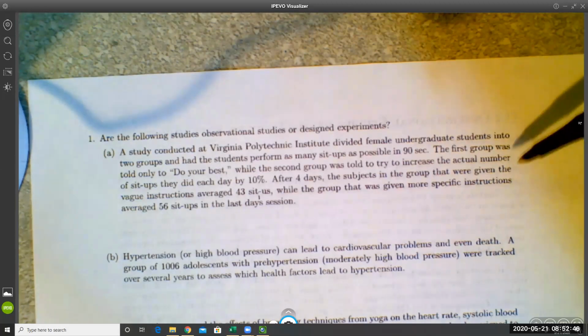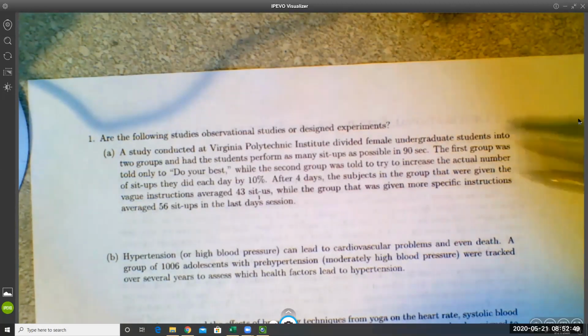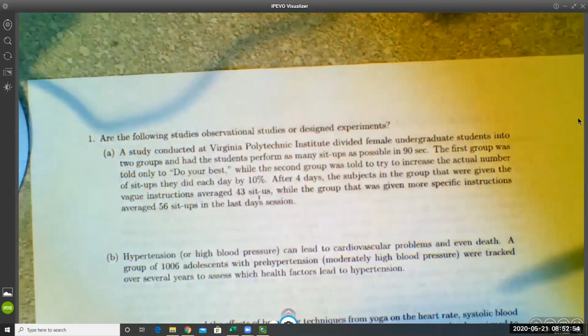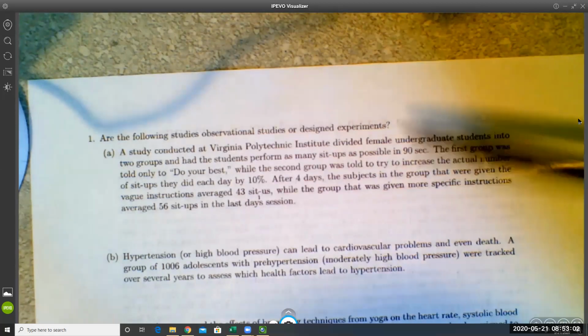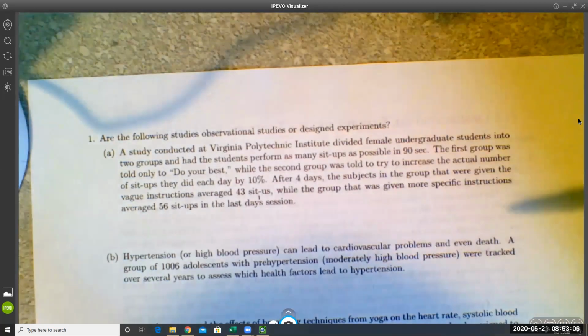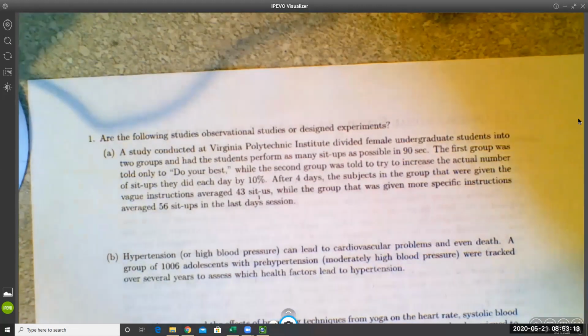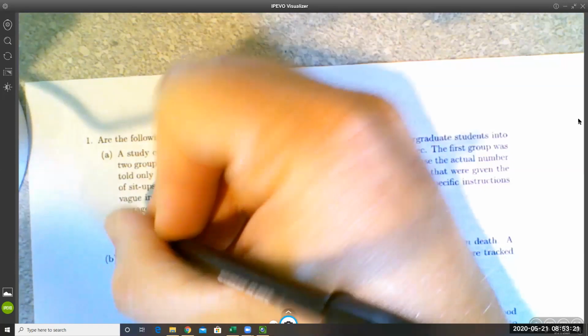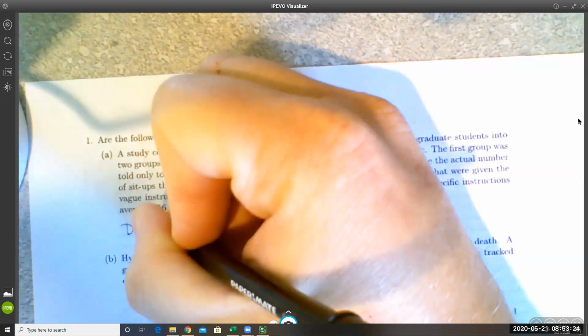And maybe I should back up a second and just identify, right? The explanatory variable is the instructions that they were given, right? One group was told just do your best. The other group was told increase the amount of sit-ups you do each day by 10%, right? So the explanatory variable was the instructions that were given. The response variable was how many sit-ups they could perform on the last day, right? So yeah, the researchers here are actively manipulating the explanatory variable. So this is a designed experiment for sure. Designed experiment.